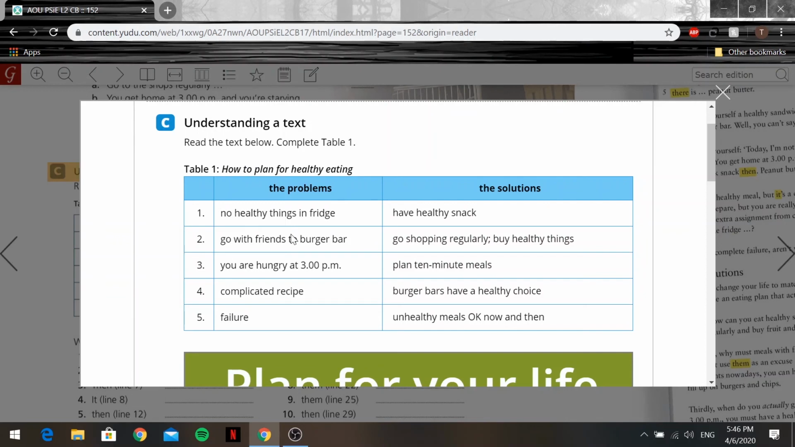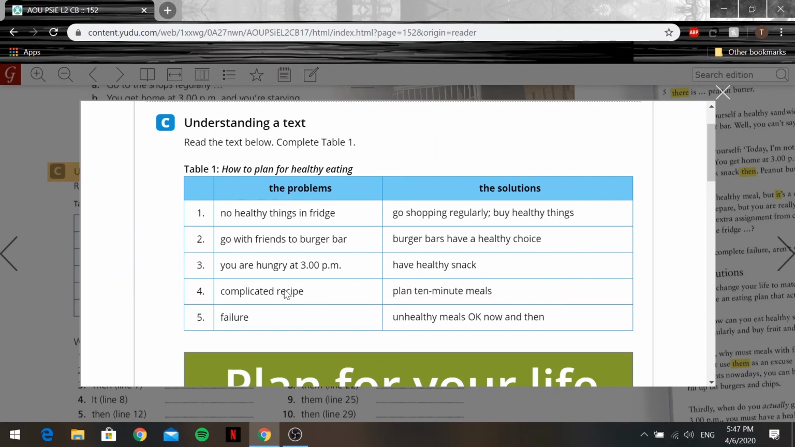So the first problem we have is no healthy things in the fridge. All right, what is the solution here? Well, the solution is to go shopping regularly and buy healthy things. 2, go with friends or to Burger Bar. We'll say that Burger Bars actually have a healthy choice. You are hungry at 3 p.m. Okay, we'll say have a healthy snack, right? Only makes sense.